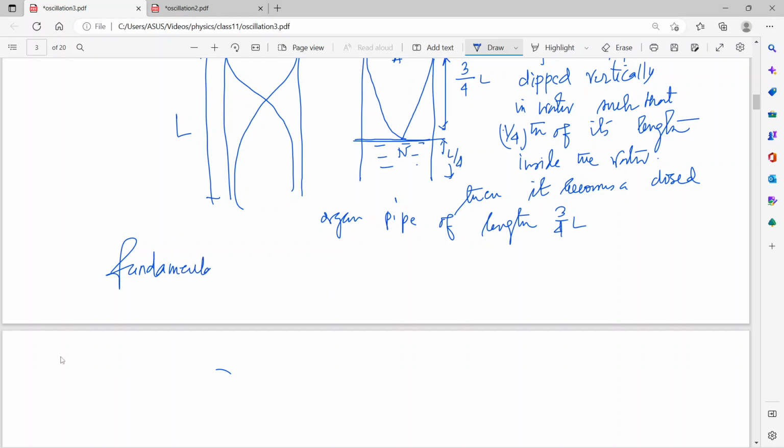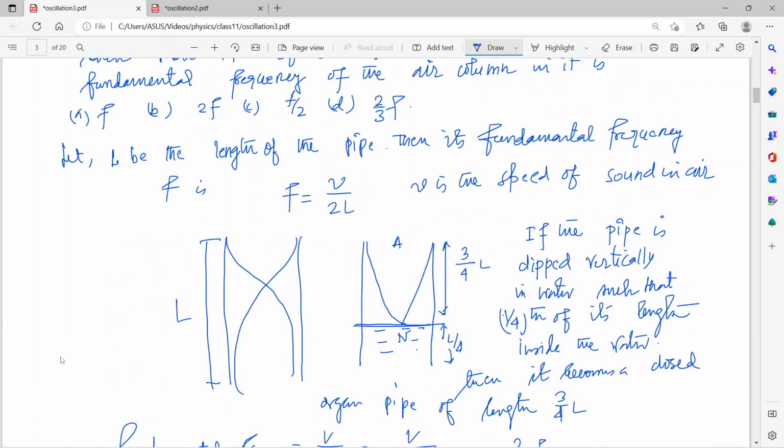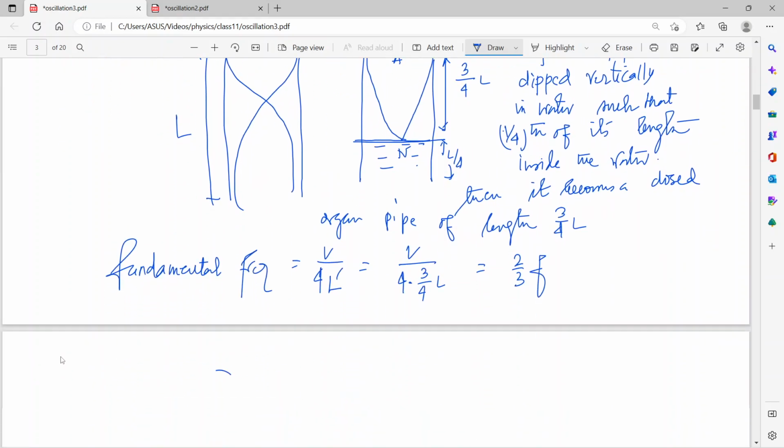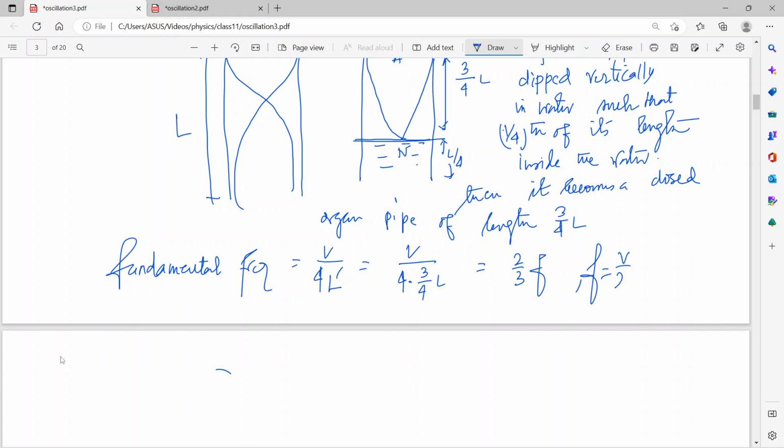If you want to find the fundamental frequency of the closed pipe, this is V by 4L prime, where L prime is 3/4 L. That means this is 2/3 F, because F is already given. F is nothing but V by 2L, right? So you can place it there, 4/4 is cancelled, this is V by 3L. So I can write that V by 2L is equal to F. So I think it is clear to all of you.